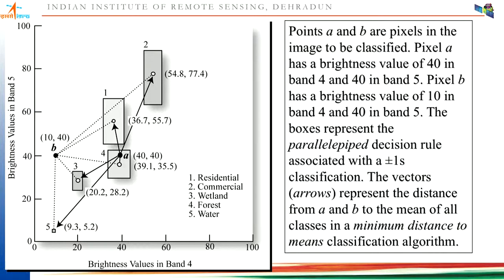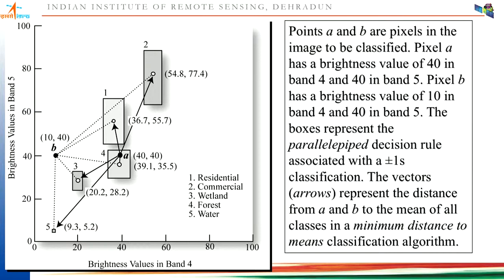Now, the rule is very simple for this algorithm. If the pixel is falling within this box, then the pixel is classified as this particular class. If the pixel is not falling in any class, the pixel is left as unclassified. Now we have these two unknown pixels, pixel A and pixel B. Pixel A would be classified in which class? Yes, it would be classified in class number 4, that is forest. In which class will pixel B be classified? It will be left as unclassified because it is not falling in any of the boxes.